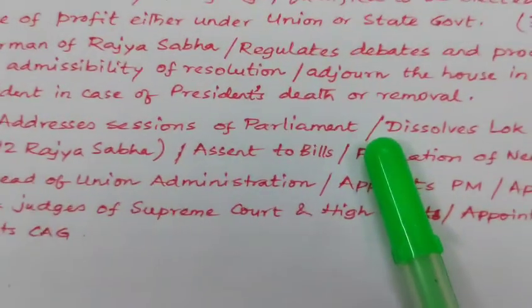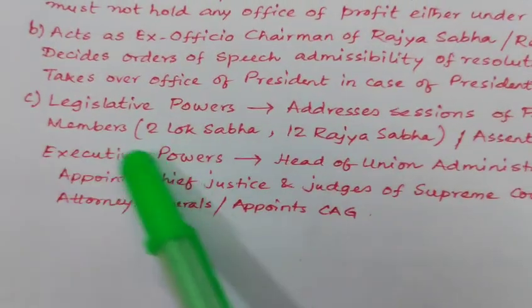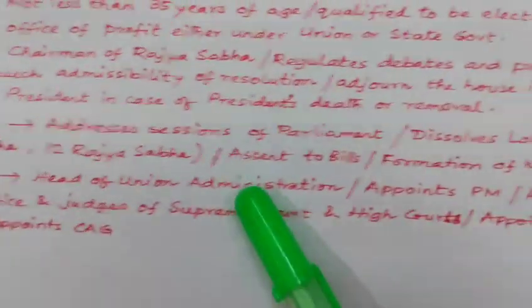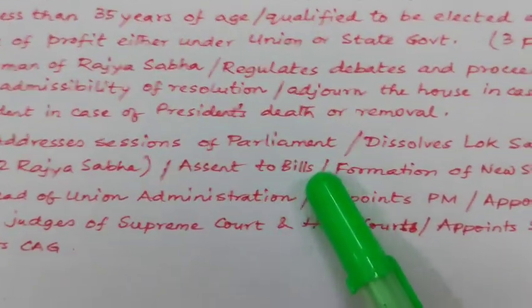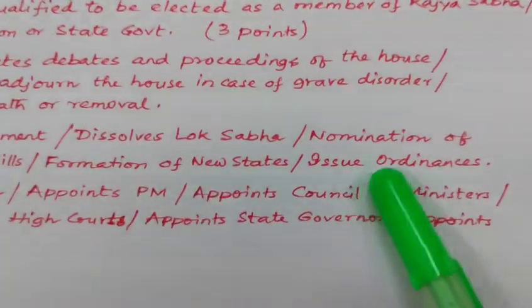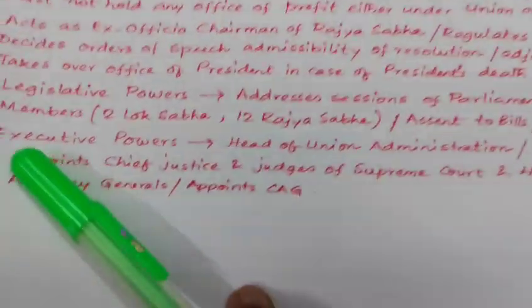Now C is legislative powers. Addresses sessions of Parliament, or dissolves Lok Sabha, or nomination of members, 2 for Lok Sabha, 12 for Rajya Sabha, or assent to bills, or formation of new states, or issue ordinances. So you have to write any 2 of them.